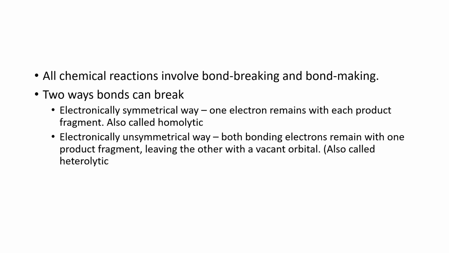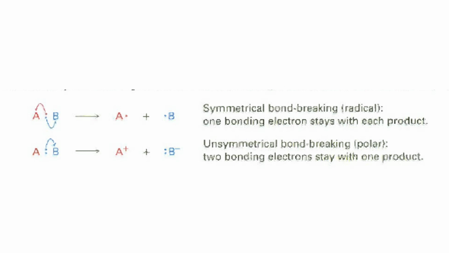So all chemical reactions involve at least bond breaking and bond making. We have two ways that bonds can break. First, we have our electronically symmetrical way. One electron remains with each product fragment, also called a homolytic reaction. Electronically unsymmetrical way, both bonding electrons remain with one product fragment, leaving the other with a vacant orbital, also known as your heterolytic. So these are the two types of bond breaking.